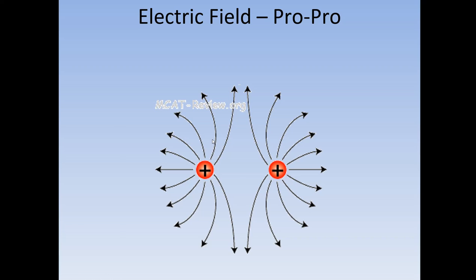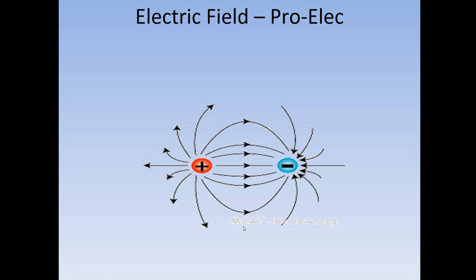This field actually looks identical for two negative objects. I don't think I have a good diagram of that, but the only difference is that the arrows go towards them. So regardless of whether it's two positive or two negative, two like charges will always produce this bending effect of the electric fields.